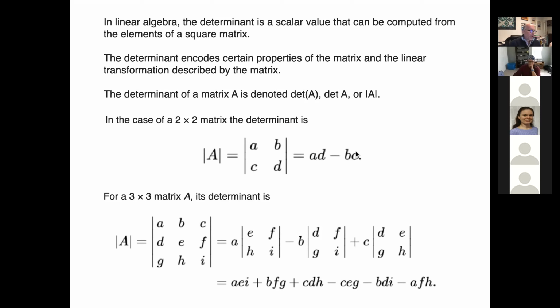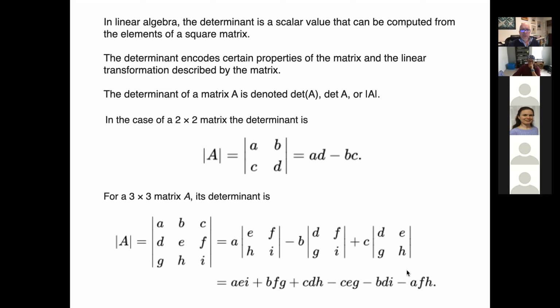And as we all know from high school, the determinant of a 2x2 matrix that has elements A, B, C, and D is A times D minus B times C. You have this cross multiplication thing that you do. And for a 3x3 matrix, there's a recursive method of calculating the result that is referred to as a Laplace expansion.